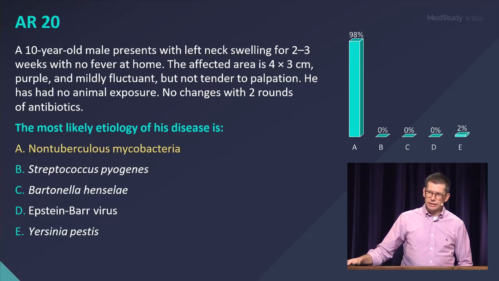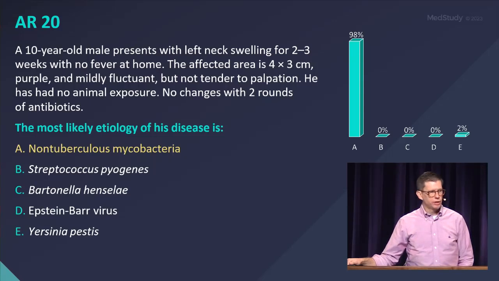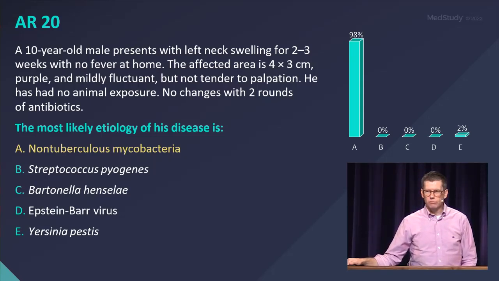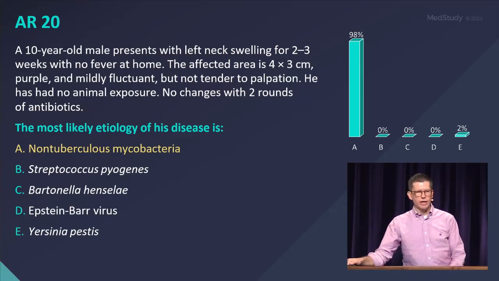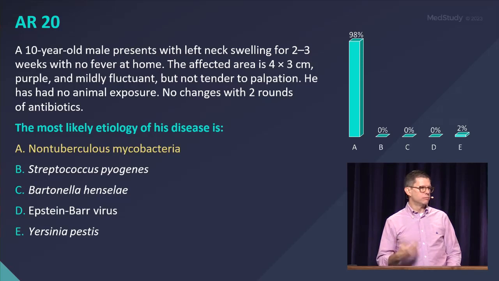All right, so this is NTM, or nontuberculous mycobacterium, or atypical mycobacterium. The clue for this one is that it's sort of purple. It tends to bother the parent more than it bothers the kid. We tried antibiotics, and it didn't seem to have any effect. Whether that was because the wrong antibiotics were chosen, or because it's a nontuberculous mycobacterium infection, the latter is more likely. Usually it's going to be prolonged lymphadenopathy or lymphadenitis for this particular bug.